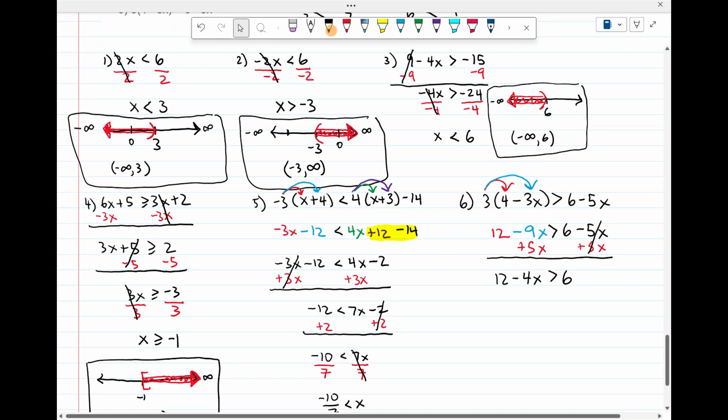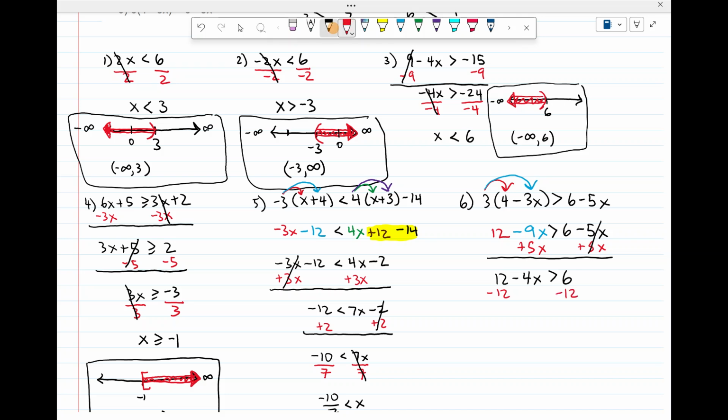So now my variable term is on the left-hand side, so I want to move all the numbers to the right. I'm going to get rid of my 12 first. These cancel out. I'm left with negative 4x is greater than negative 6. And now I'm going to divide by negative 4. Again, every time you divide, pause for a second. Am I multiplying or dividing by a negative number? I am dividing by a negative number in this case.